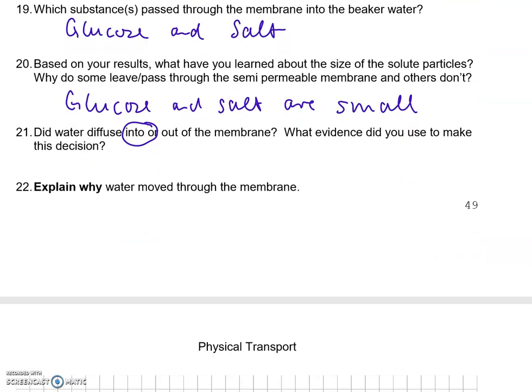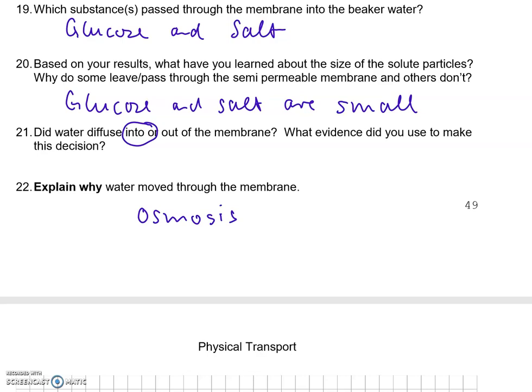Explain why water moved through the membrane. Well, because water moves down a concentration gradient that's called osmosis. And since we had a lot of dissolved particles in the dialysis tubing and distilled water or pure water on the outside, the water went from the area of high concentration from the beaker water into the dialysis tubing, and it's a small molecule, so it can pass the membrane, and so therefore the dialysis tubing was heavier afterwards because water went into the bag.